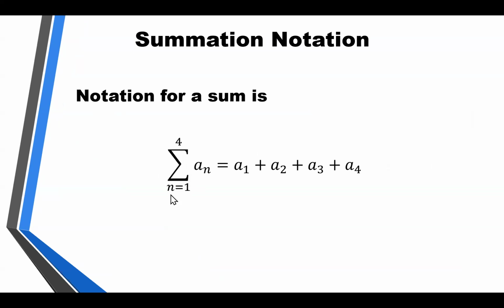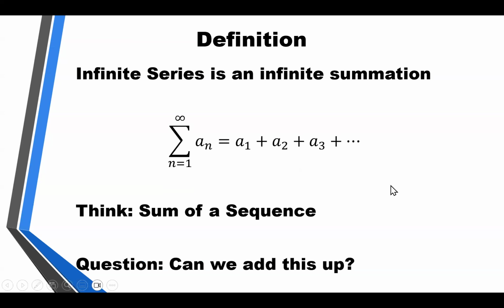And if I start with terms that we call a sub n, if I count from n equals 1 to 4, I'm adding up 4 terms. That is the notation for any sum. Well, an infinite series is an infinite summation of terms. So we're going to sum up from n equals 1 to infinity a bunch of different terms.